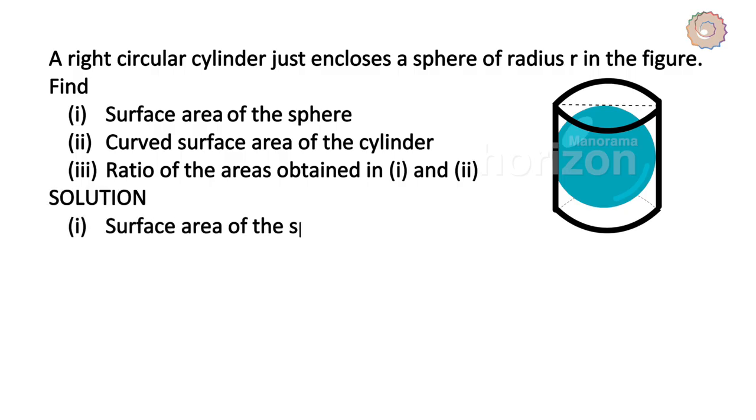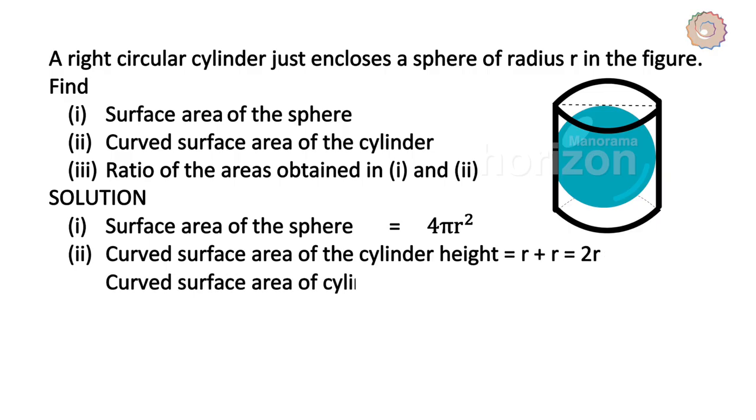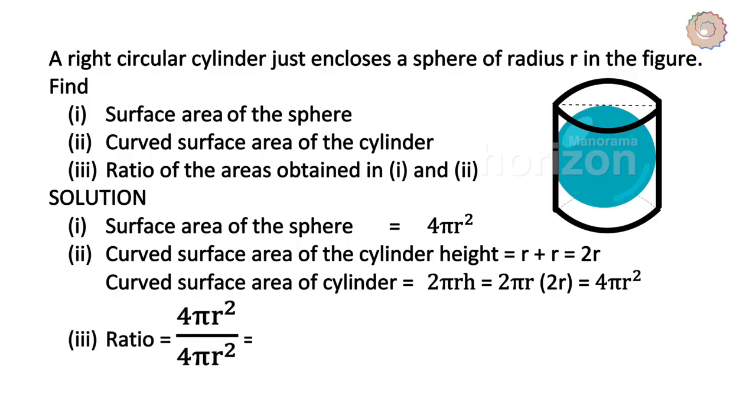Surface area of the sphere is given by 4 pi r square. And the curved surface area of the cylinder is given by 2 pi r h. So therefore, we need the height. The height is given by r plus r, which is equal to 2r. Implementing in the same, the curved surface area of the cylinder, we get 2 pi r h, which is equal to 2 pi r into 2r, giving you 4 pi r square. Now the ratio between the both, that is 4 pi r square divided by 4 pi r square, is equal to 1 divided by 1 or 1:1.